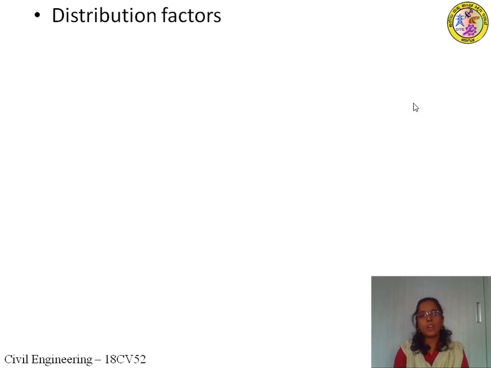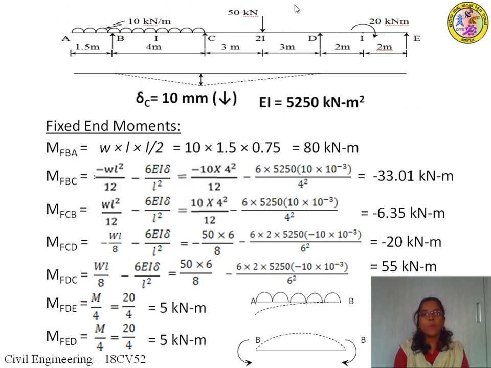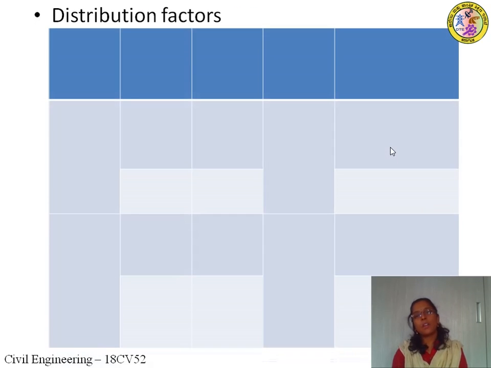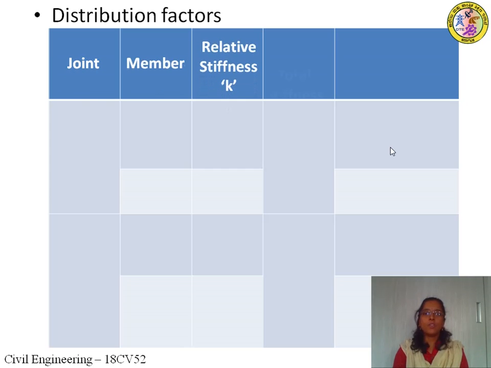So that is the calculation of distribution factors. Same thing: distribution factors will be calculated for the intermediate joints. In this case, the intermediate joints are C and D. B is not an intermediate joint. Okay, so only for C and D you have to find the distribution factors. The distribution factors are calculated in the form of a table, with columns: joint, member, relative stiffness, total stiffness, and distribution factor.